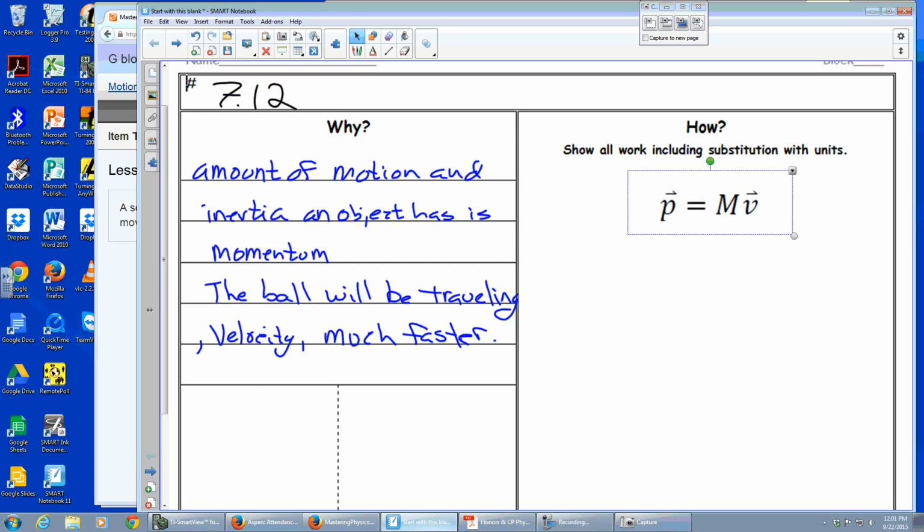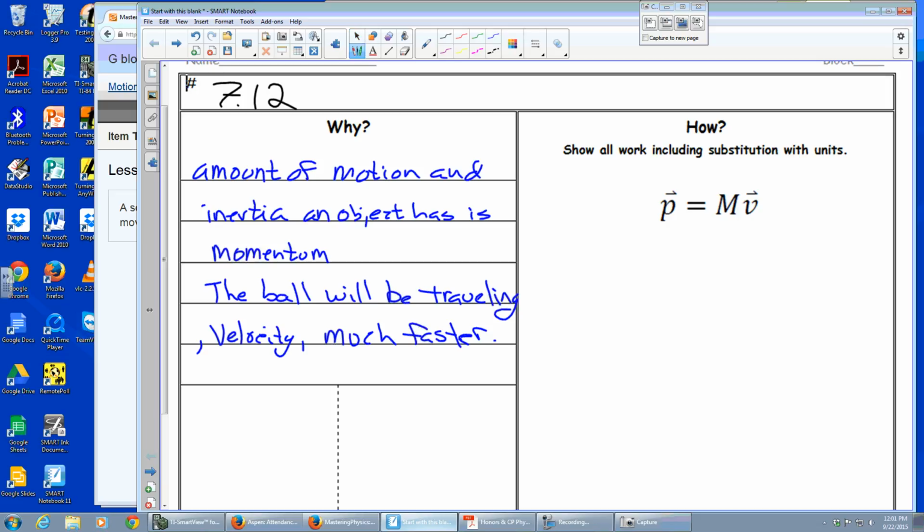That also satisfies the first part of my how rubric, right? So start with a valid physics equation. You guys all have that rubric, right? Yes? All right, good.